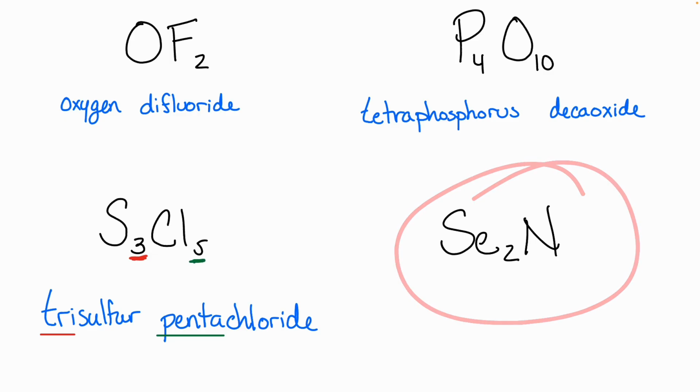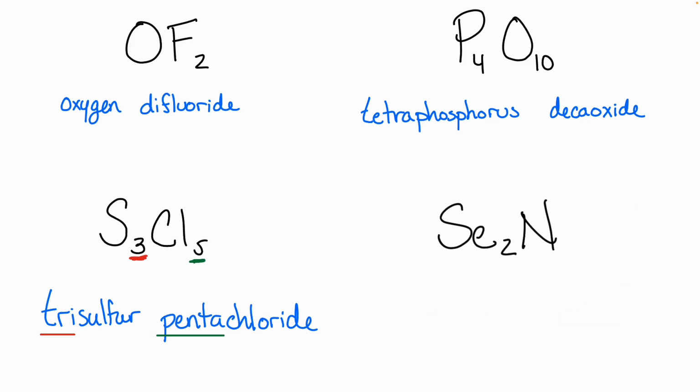And then this last one, I think if I'm going to trip anybody up, it might be on this last one here. My first word in my name is diselenium. But what's my second word? Mononitride. Awesome, right? Remember, we can't omit the prefix on the second element, so this is mononitride.